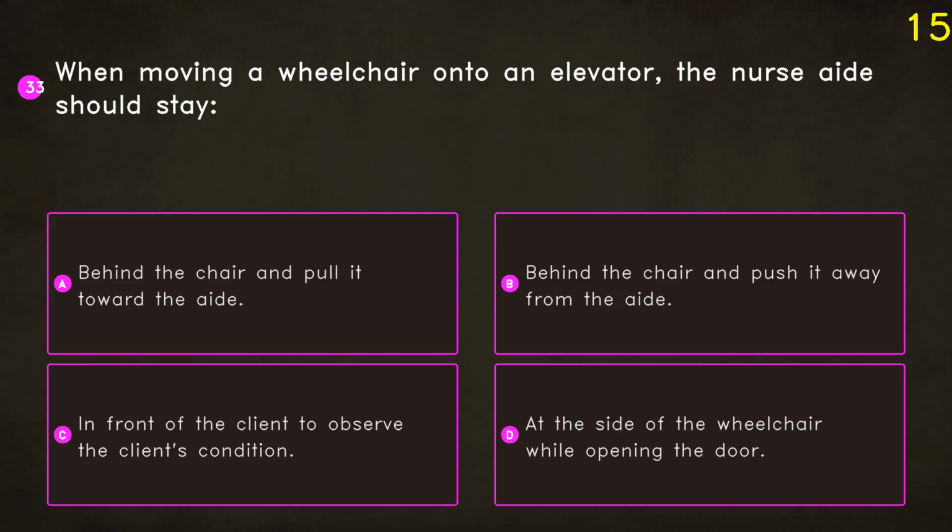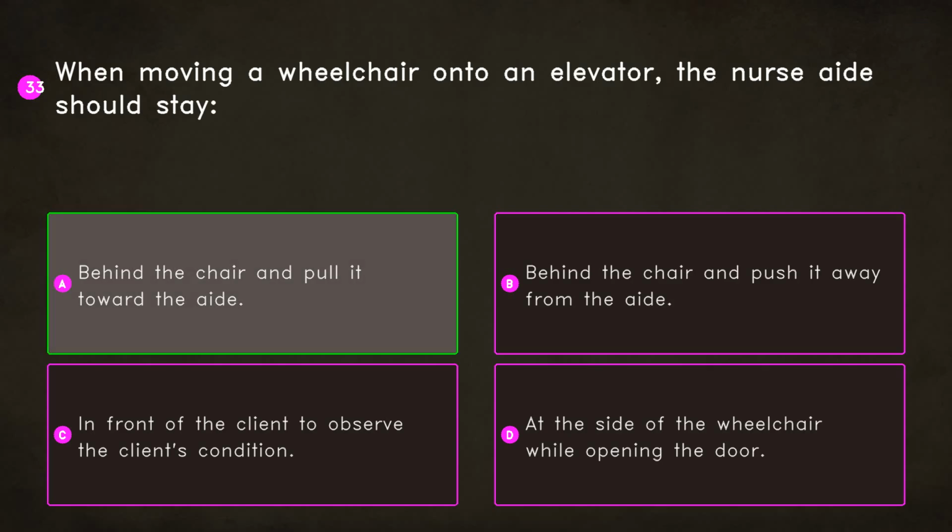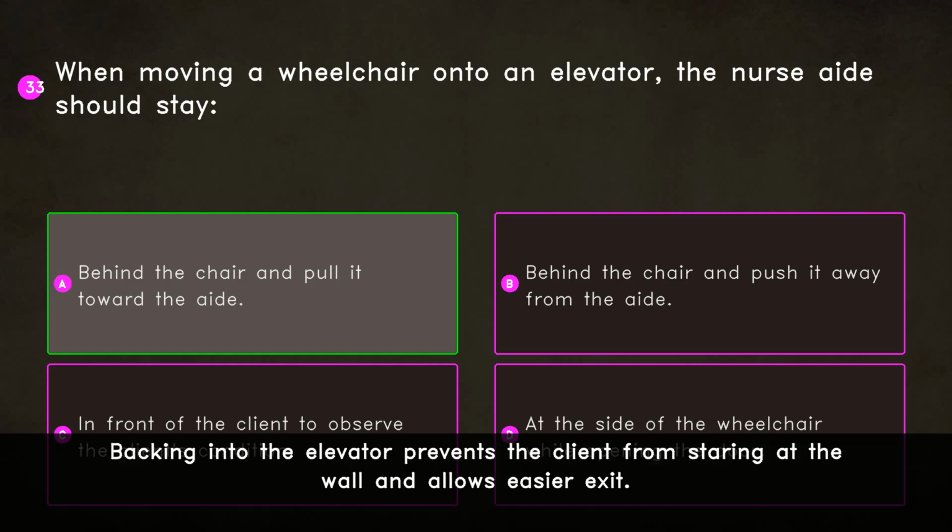Question 33. When moving a wheelchair onto an elevator, the nurse aide should stay A. behind the chair and pull it toward the aide. B. behind the chair and push it away from the aide. C. in front of the client to observe the client's condition. D. at the side of the wheelchair while opening the door. The correct answer is behind the chair and pull it toward the aide. Backing into the elevator prevents the client from staring at the wall and allows easier exit.